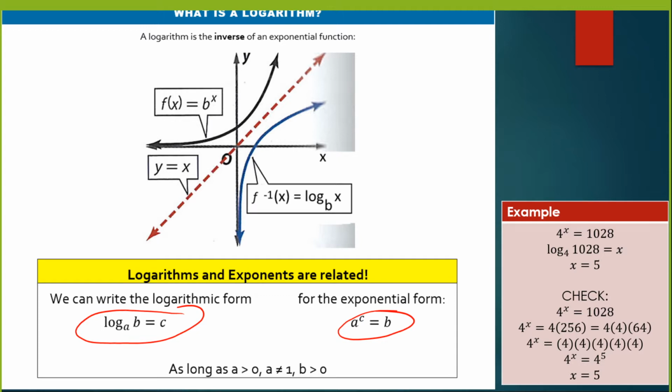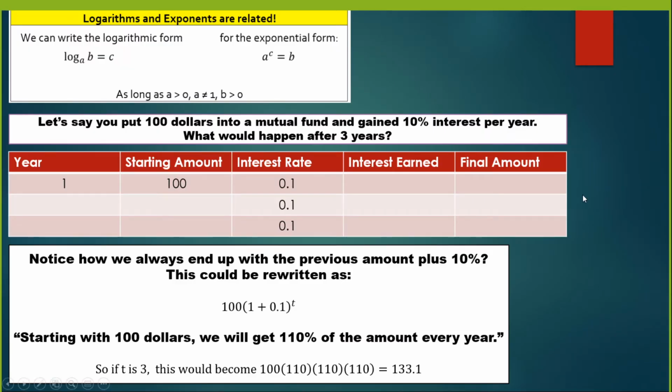So for instance, if I had 4 raised to some power equals 1024, we could rewrite that in logarithmic form. So this is log base 4 of 1024 equals x, to get 5. What I personally use logarithms for is for my own retirement planning.